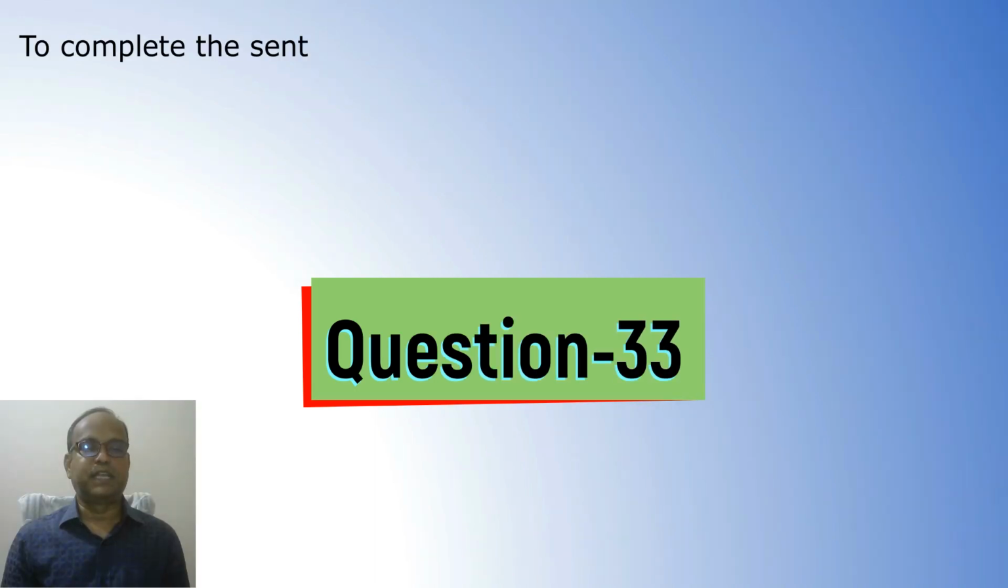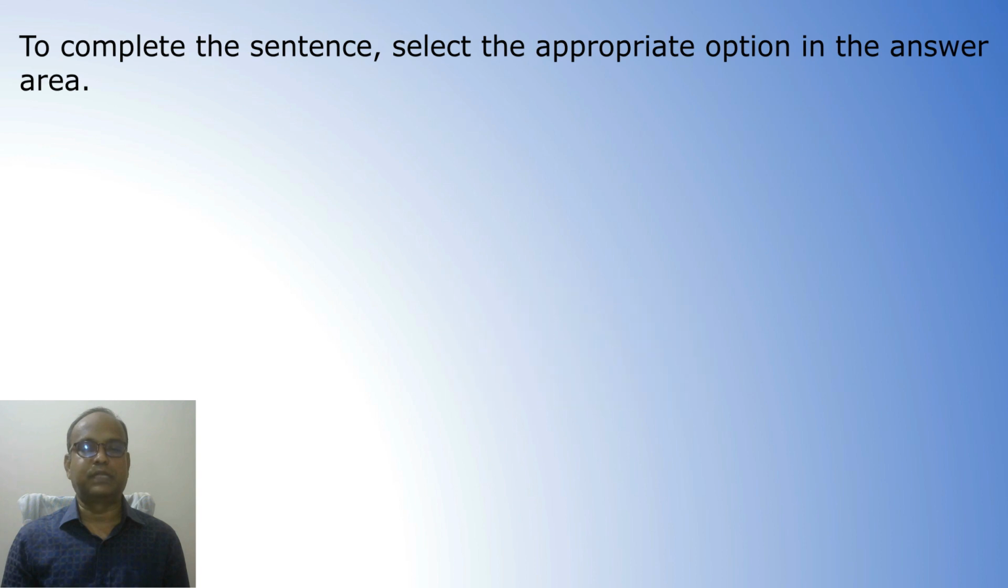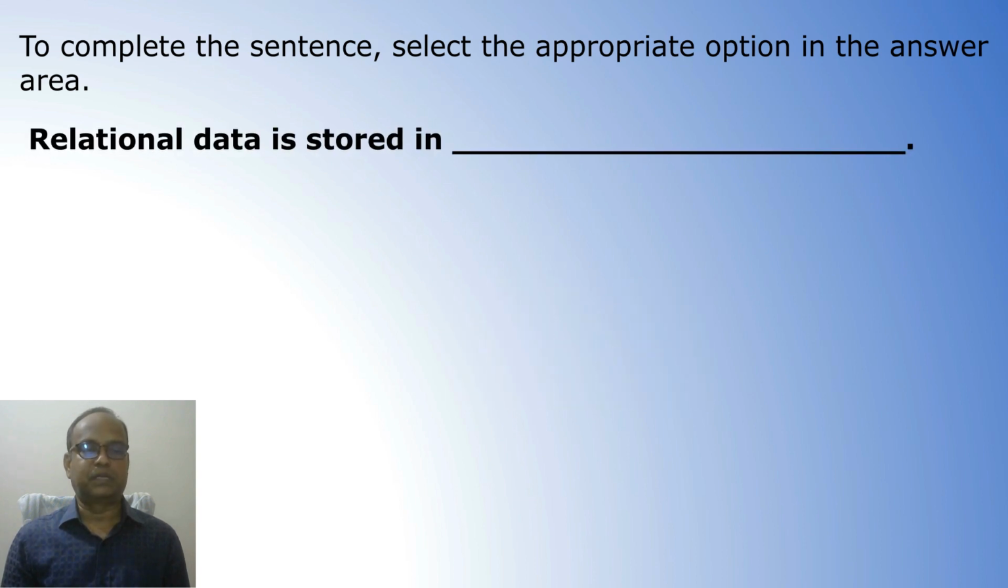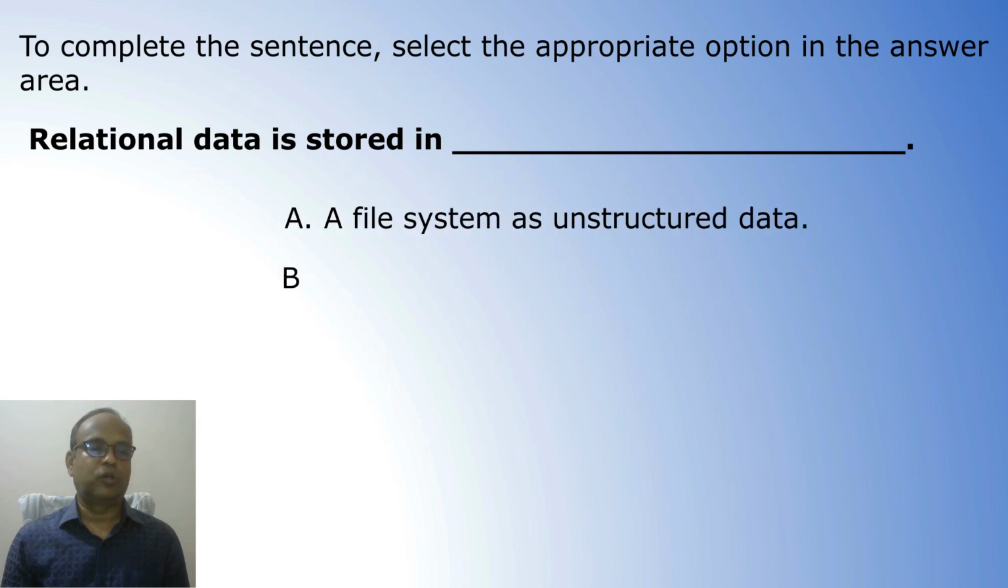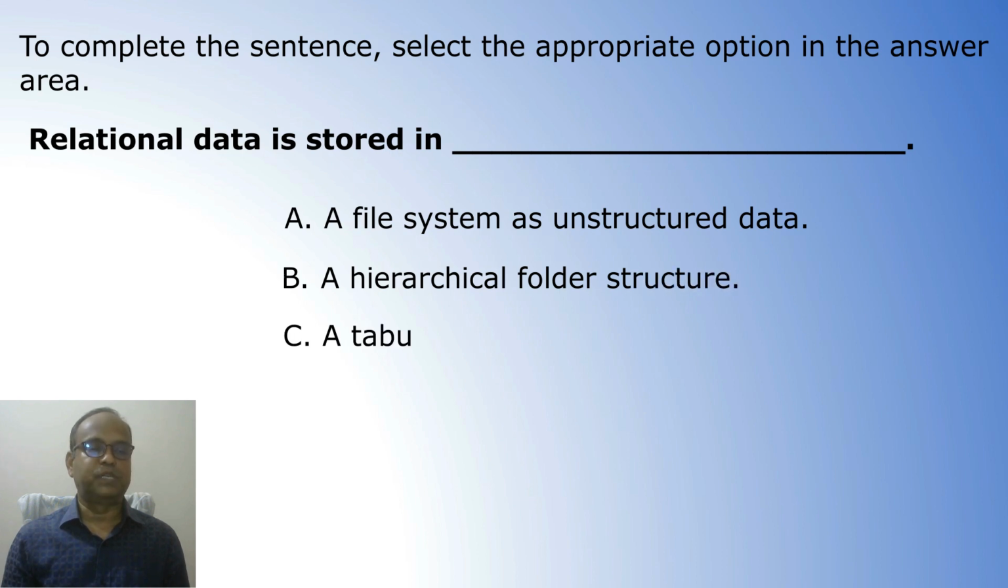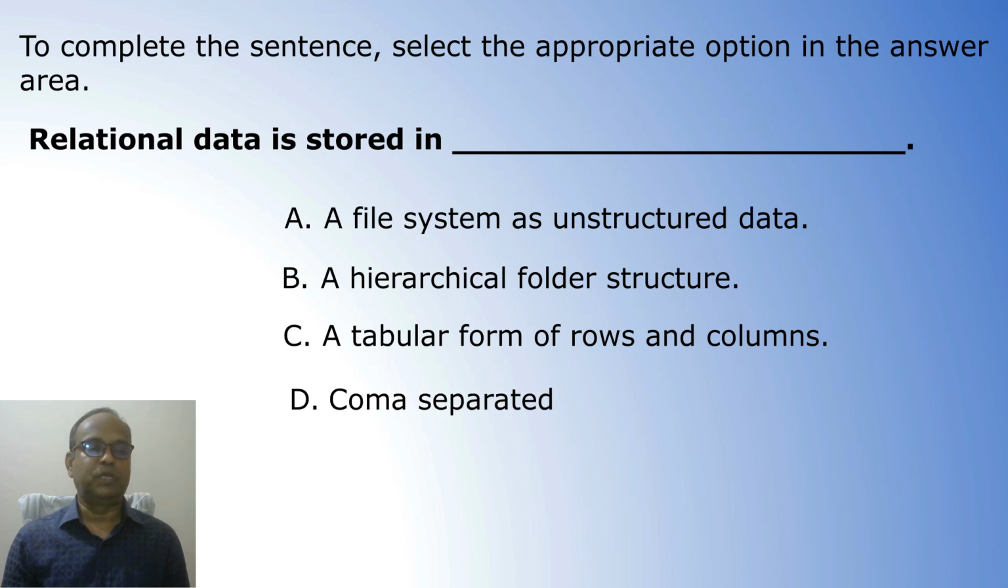To complete the sentence, select the appropriate option in the answer area. Relational data is stored in dash. Option A, a file system as unstructured data. Option B, a hierarchical folder structure. Option C, a tabular form of rows and columns. Option D, comma separated value CSV files.